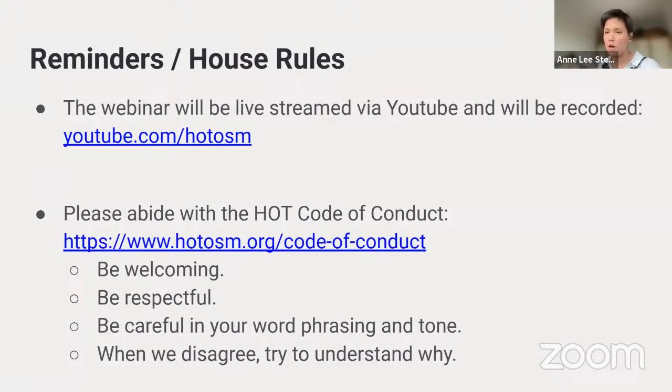This call also abides by the HOT Code of Conduct, which asks you to be welcoming, to be respectful, to be careful in your word, your phrasing, and your tone. And when disagreements happen, as they inevitably do, please try to understand why. And in this kind of collaboration, and also around this topic of AI-assisted mapping, I think the differences that may emerge from the ways in which we think about this topic, it's especially important to keep in mind and consider where differences may come from, which is also something that I definitely aim to facilitate in the communities that I come from as well.